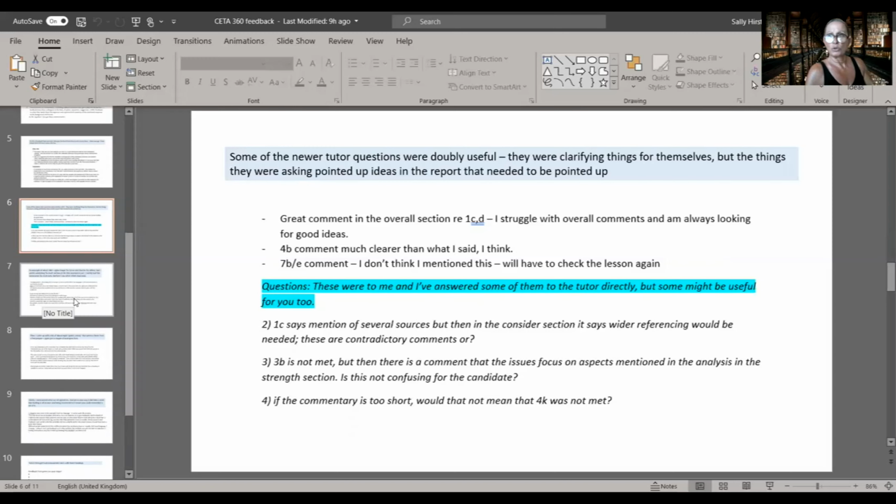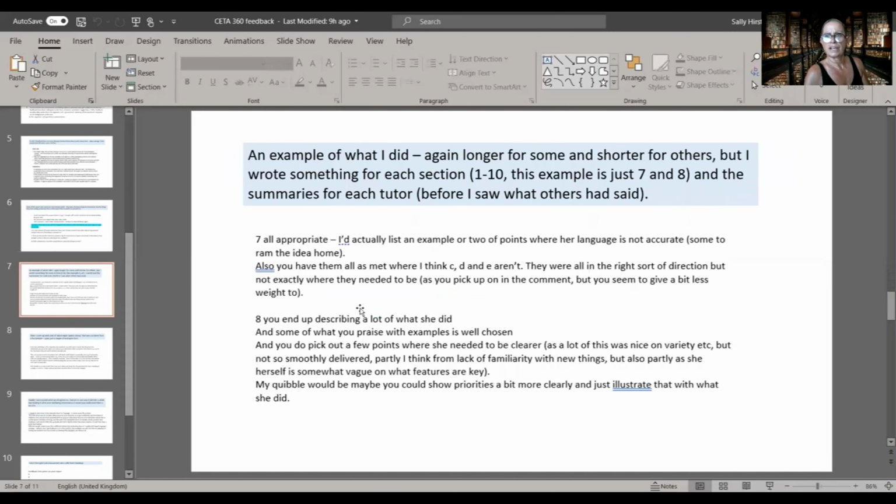And I also went through everyone's report and wrote something short for each of the 10 sections. I'm going to show you an example of that for one tutor, but it's not for all 10 sections. Obviously, I think it was for sections 7 and 8. Yes, it is. And I did this before I read the short tutor summary.